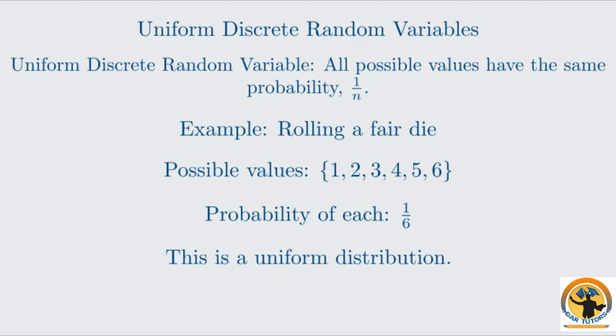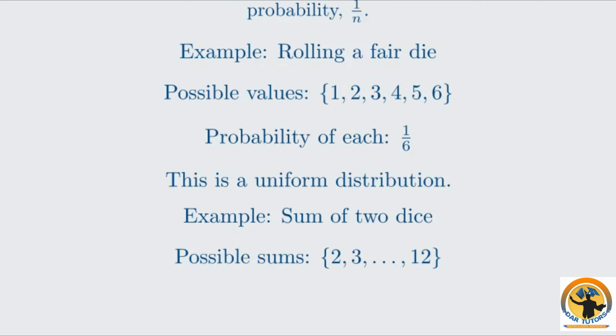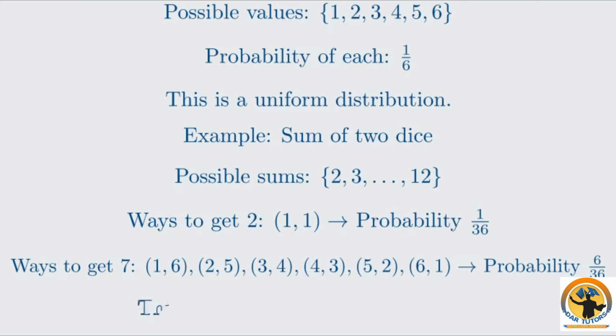Let's contrast that with rolling 2 dice and taking their sum. The possible values for the sum range from 2, 1 plus 1, to 12, 6 plus 6. However, the probabilities are not all the same. There's only one way to get a sum of 2, 1 plus 1. But there are 6 ways to get a sum of 7: 1 plus 6, 2 plus 5, 3 plus 4, etc. Since 7 is much more likely than 2, the sum of 2 dice is not a uniform discrete random variable.